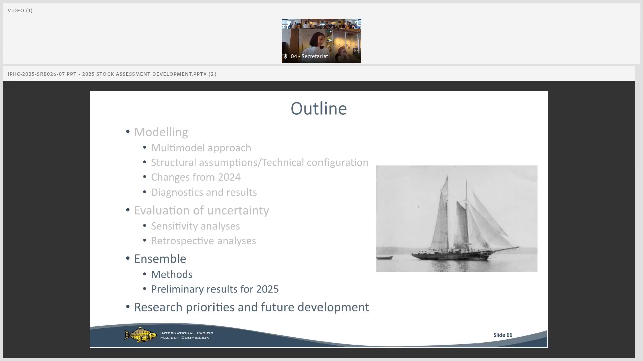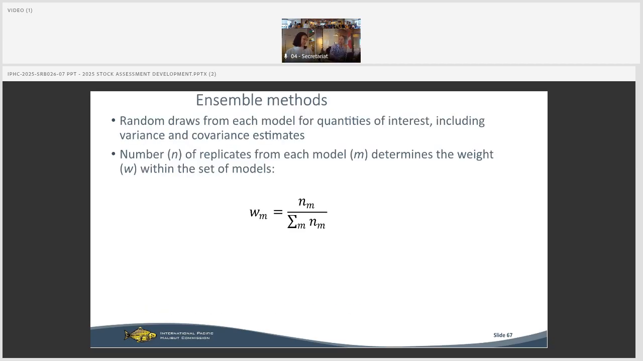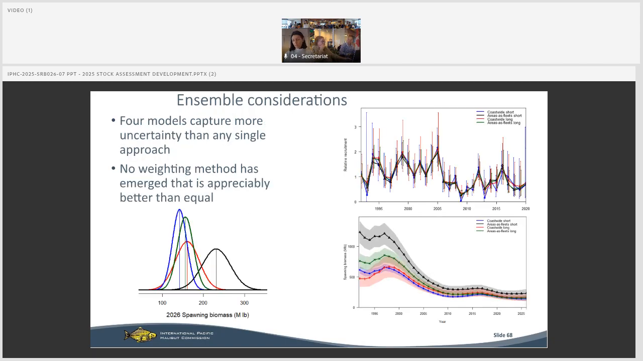I realize it's 3:30. Nothing's changed in the ensemble methods. We use the maximum likelihood approximations for a posterior, and we equally weight the models. So we basically resample from the distribution of management quantities and weight them based on the estimates that we get. So we're basically sampling from these PDFs, combining them.